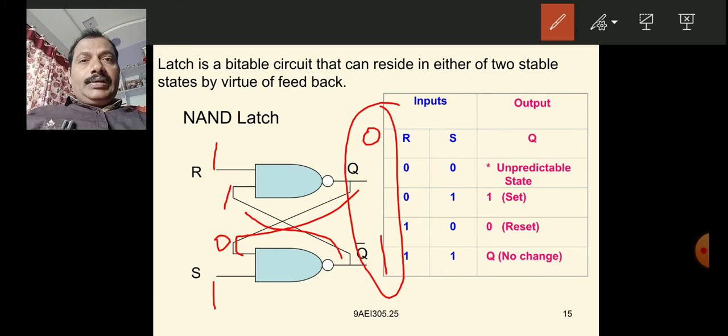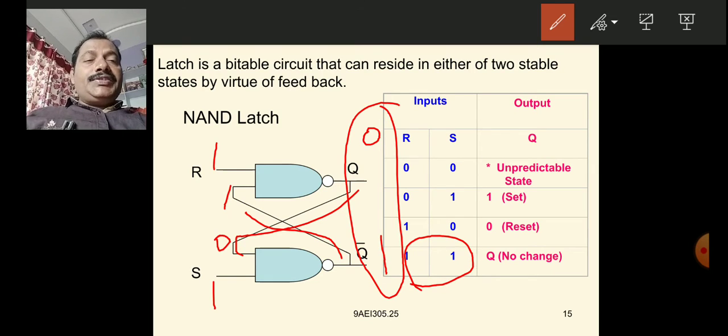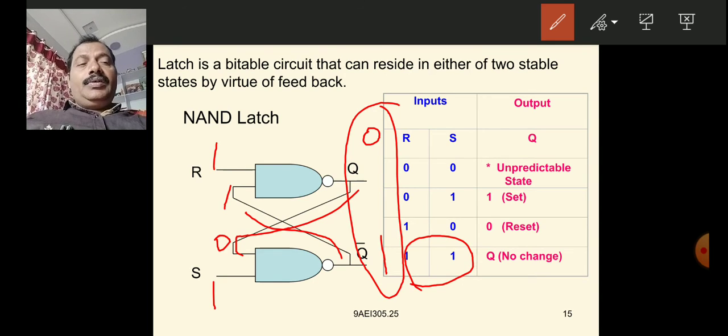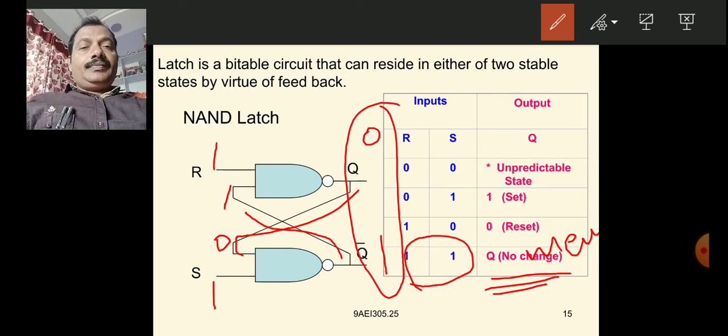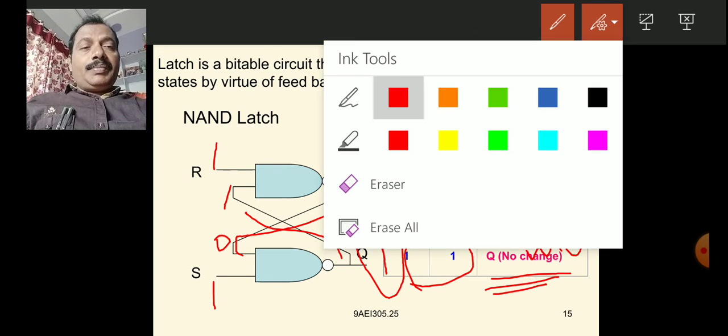That means the assumed output states are not changing when you apply 1 1. Hence, whenever you apply 1 1 as inputs, the latch assumes its previous state only. That means no change. Hence, this is called the memory combination. The latch is acting as a memory element. That is the important thing you have to remember.